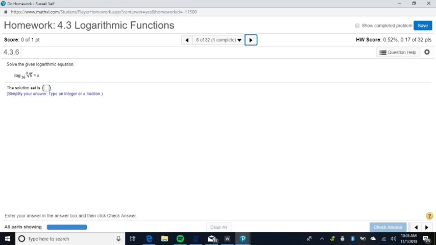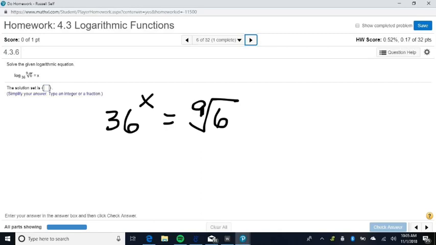Okay, this one looks worse. It's not. It's just another logarithmic equation. So let's take a look at it real quickly. So the base is 36. The exponent is, remember, on the other side. And the quantity is the ninth root of 6.